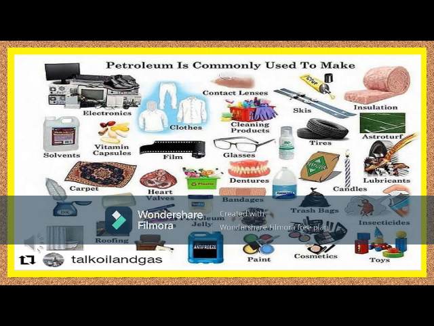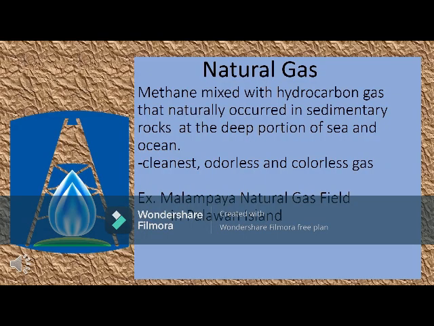Then we also have cleaning materials, contact lenses, eyeglasses, plastics, dentures, bandages. We have shampoo, paint, skis, glue, tires, candles, trash bags, cosmetics. We also have insulations, AstroTurf, lubricants, insecticides, and even toys. Then we move on to natural gas.